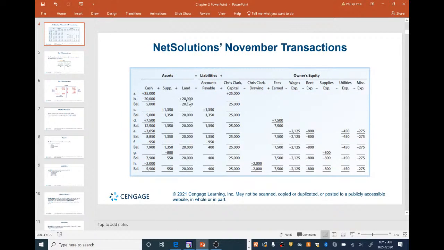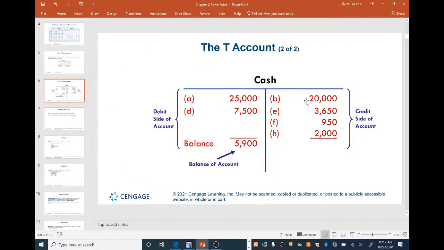we purchased land for $20,000. Well, remember, we're only concerned with the account of cash here that we're analyzing with our T account. So cash is being reduced by $20,000. So we're going to credit it $20,000 on the credit side. So as of right here, just with transactions A and B, we have a net cash balance of $5,000. So on and so forth.